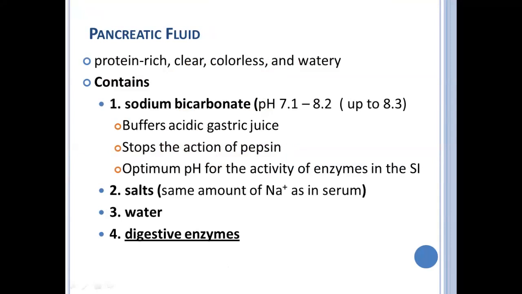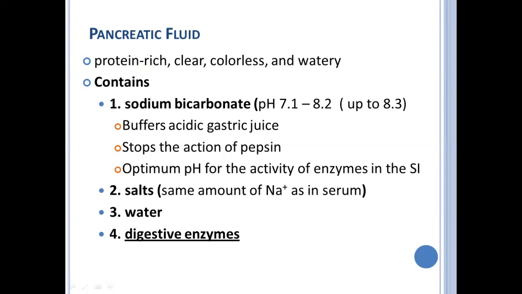Okay, so let's discuss now the pancreatic fluid. So this is protein rich, clear, colorless, watery. In addition to the enzymes, di ba, sabi natin kanina, may mga enzymes yan. The pancreatic juice or pancreatic fluid also contains water, salts, the sodium, then potassium, and the sodium here is the same as that of the serum, pareho lang. And then of course, very important is the sodium bicarbonate. So para saan itong sodium bicarbonate na ito? This is responsible for the slight alkalinity of pancreatic juice.